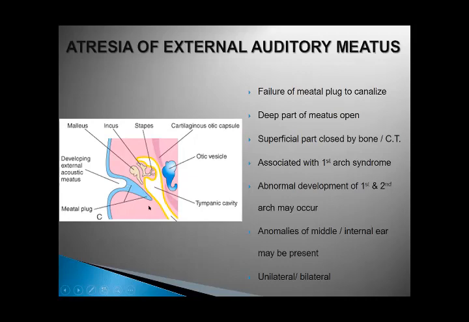This is associated with the syndrome, first arch syndrome. Now why does it happen? It could be abnormal development in the first or second arch, or this may also be associated with middle ear anomalies, internal ear anomalies. It could be unilateral or bilateral, but this is not something common. It is rare.